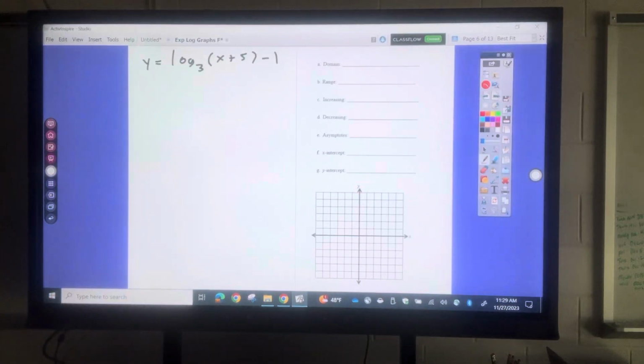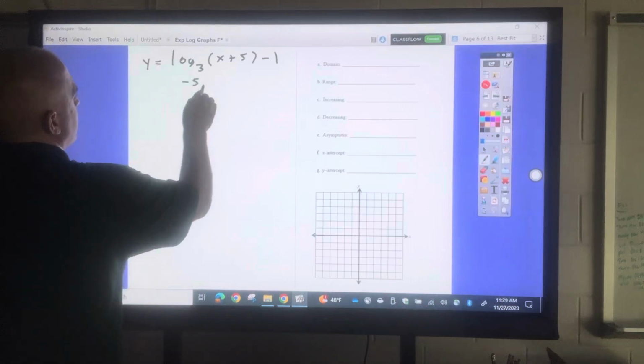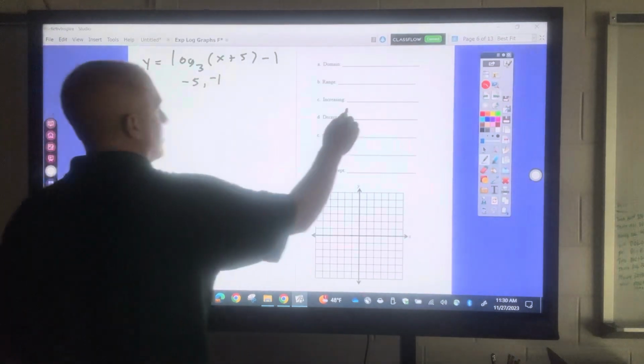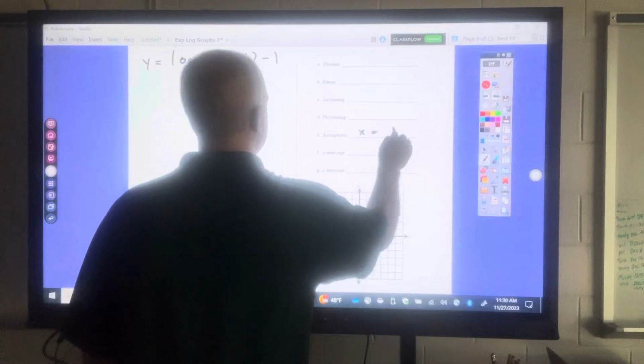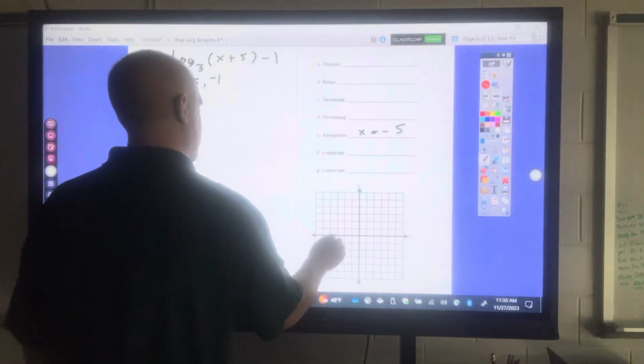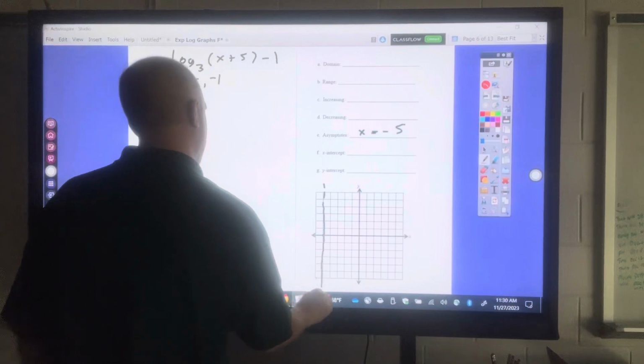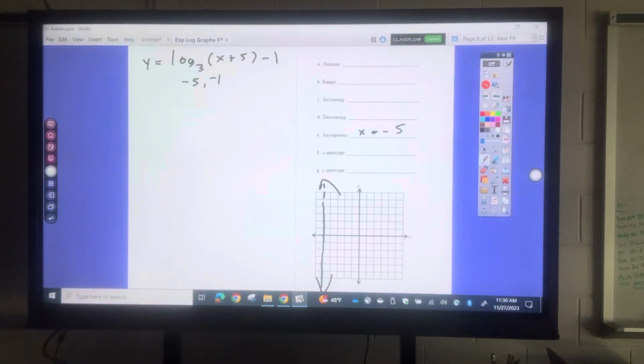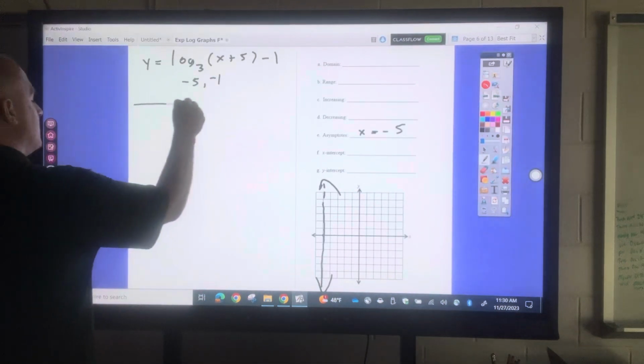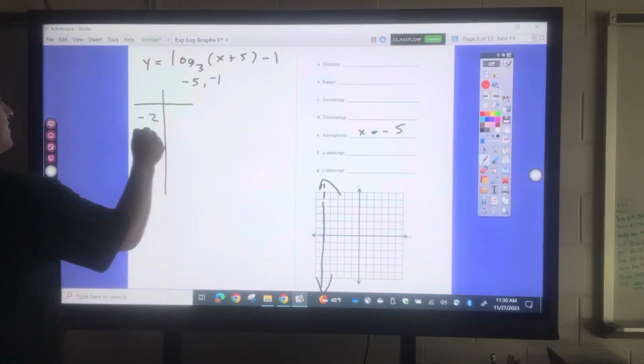Okay, so if I solve the inside, it's negative 5. Keep the outside, it's negative 1. I've got an asymptote of x equals negative 5. 1, 2, 3, 4, and 5. So that would be here. Okay. Now, what I want to do with this, I'm going to talk about this for a second.